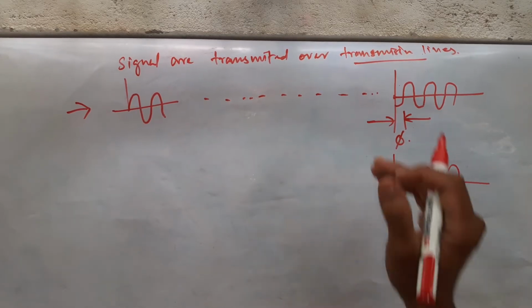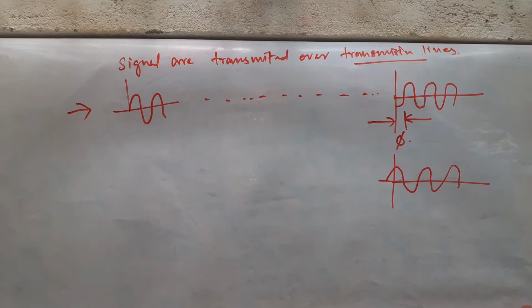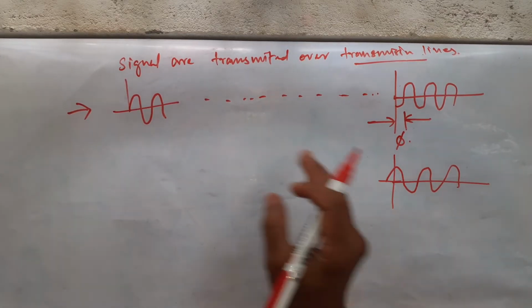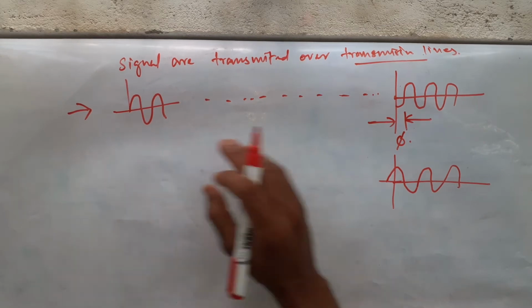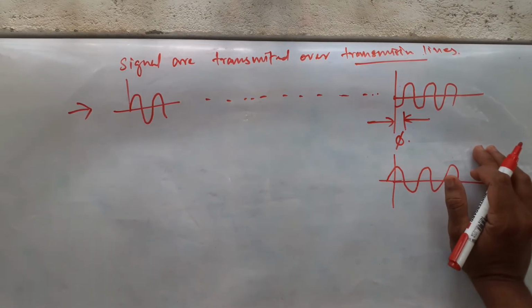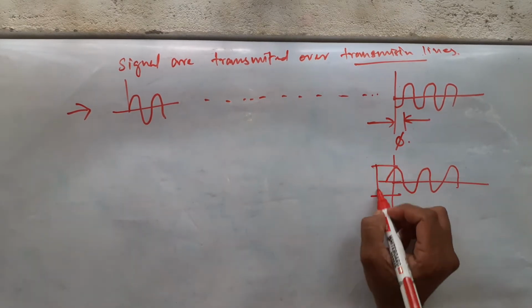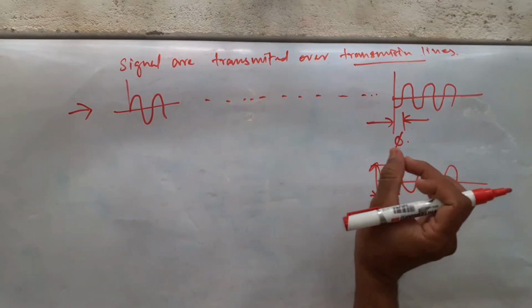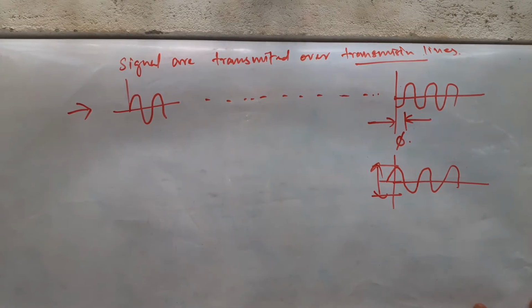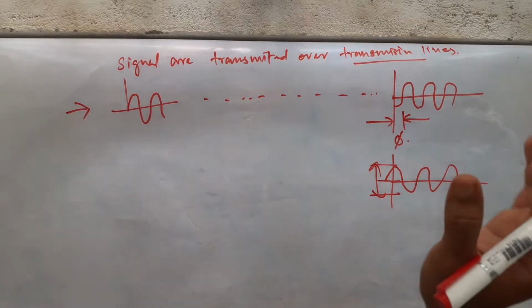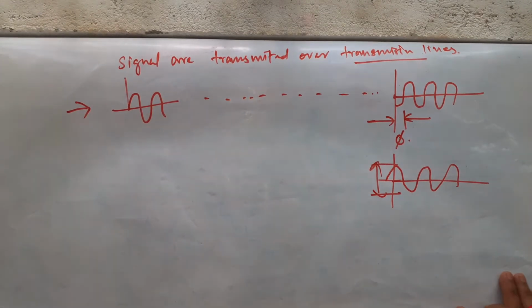So we call this an error in transmission. What is being transmitted is not being received in the same form. Maybe the amplitude is the same. Amplitude means this height, this is the same, but a phase difference has taken place after traveling.